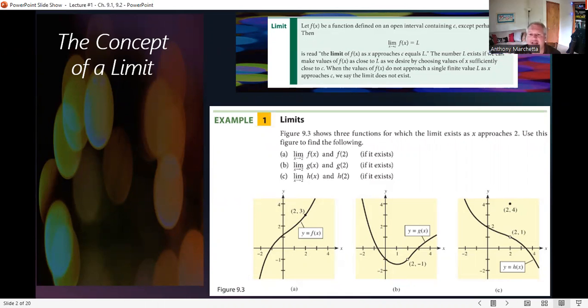It says, let f of x be a function defined on an open interval containing c, except perhaps at c. Okay, f of x is a function. That's what that all means. And then we have this funny statement.